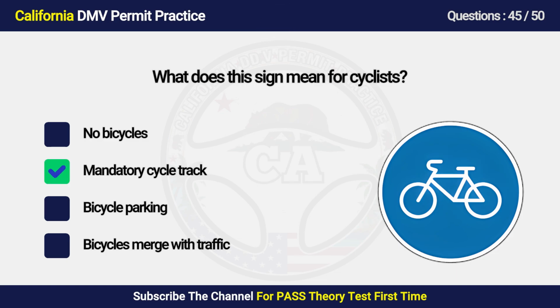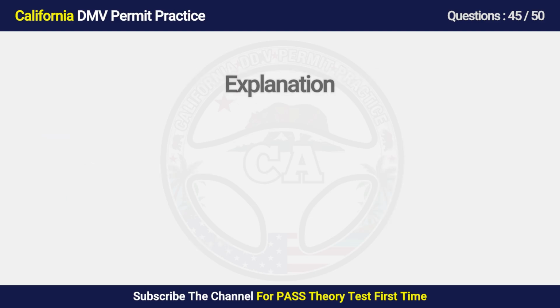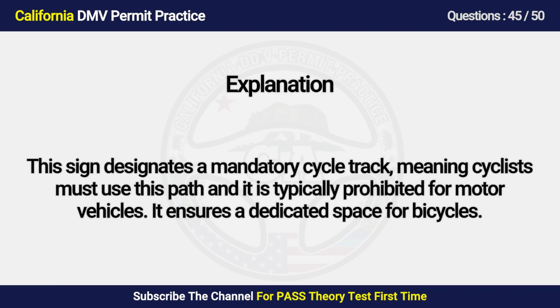Answer is B. Mandatory cycle track. This sign designates a mandatory cycle track, meaning cyclists must use this path, and it is typically prohibited for motor vehicles. It ensures a dedicated space for bicycles.